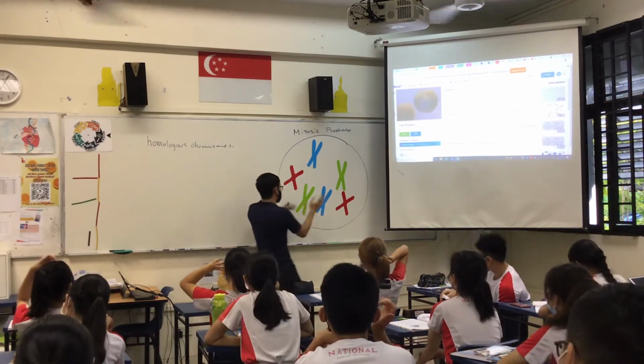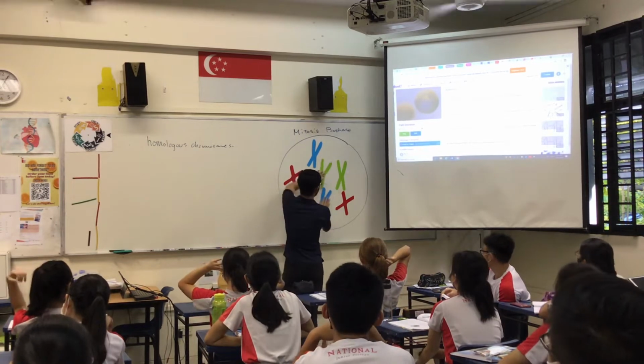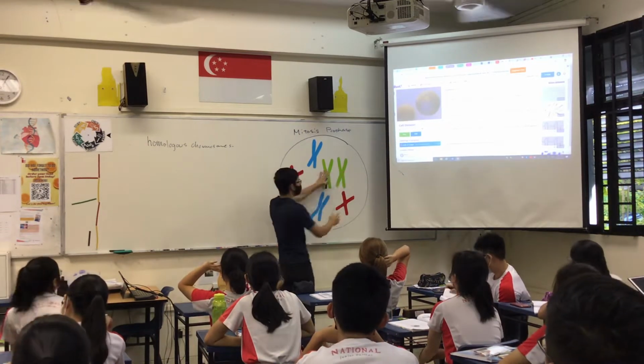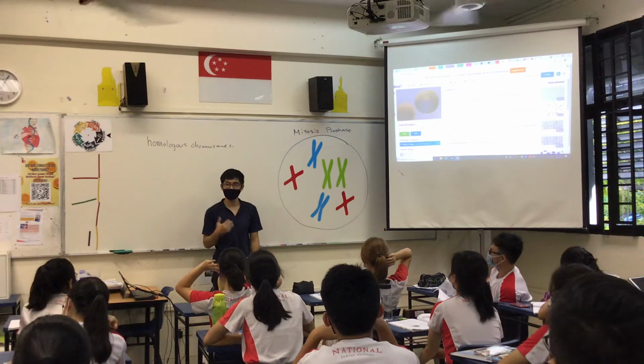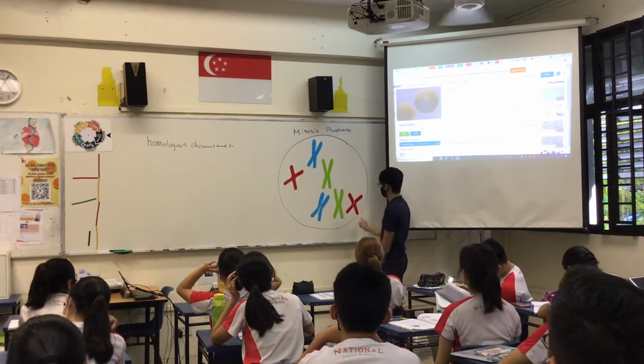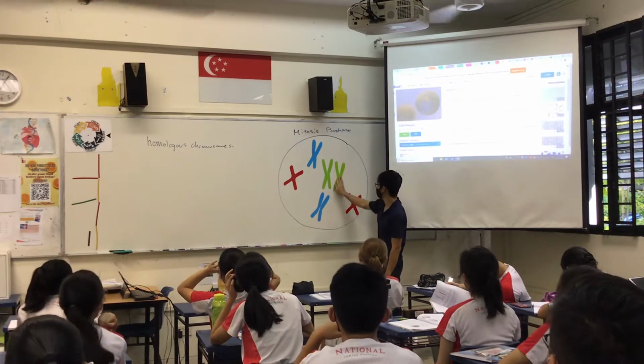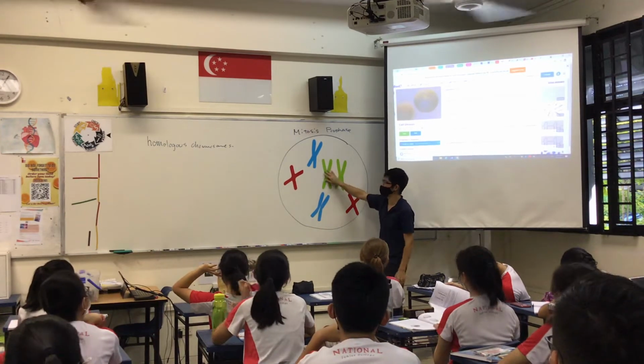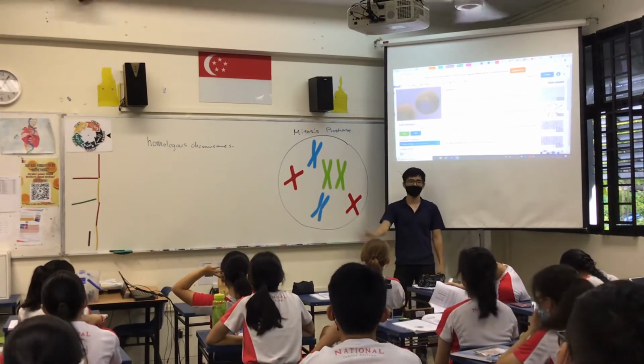I'm just going to choose these 2 chromosomes right now. These 2 chromosomes are homologous to each other. But what makes them homologous to each other and not, say, these 2? Why not these 2? Why these 2? What makes them homologous to each other? Okay, feel free to discuss.